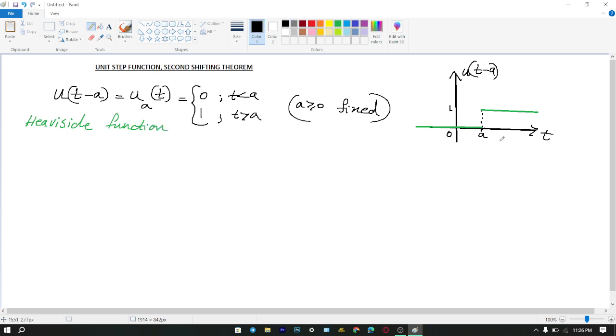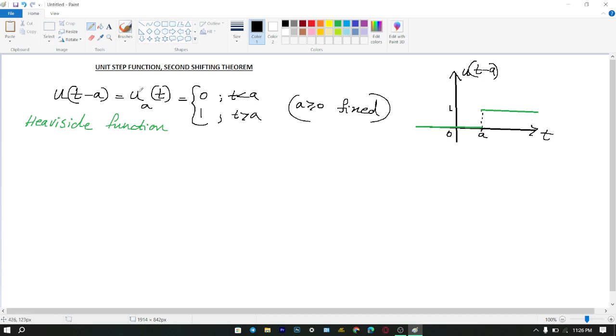The unity step function is also called a Heaviside function. Now the figure is like this. The unity step function u of t minus a is like this. When t is less than a, it takes the value 0, and when t is greater than a, it takes the value 1.